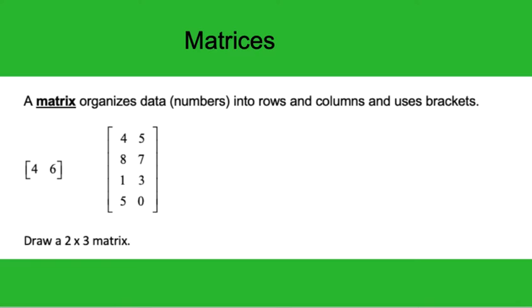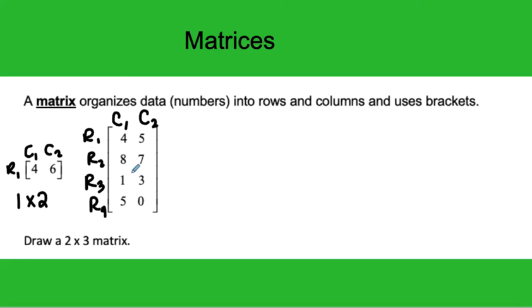Okay, last thing I want to talk about today is matrices. A matrix is a way to organize data or numbers into rows and columns, and we use brackets. This right here has one row, so this would be row 1, and it has 2 columns, column 1 and column 2. This has 4 rows, so row 1, row 2, row 3, row 4, and 2 columns, column 1, column 2. So this we'd call a 1 by 2 matrix. This we'd call a 4 by 2 matrix. So matrices are always given as rows by columns, if I tell you how big it is.